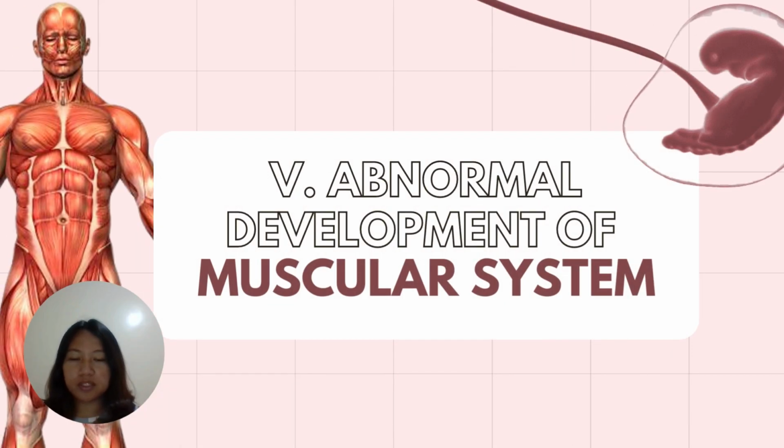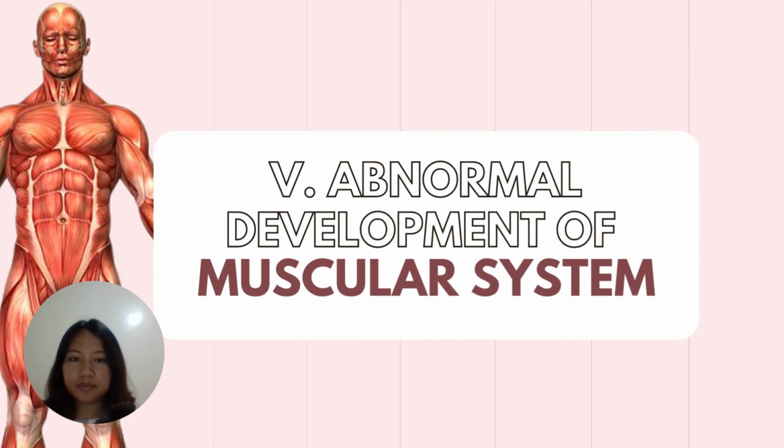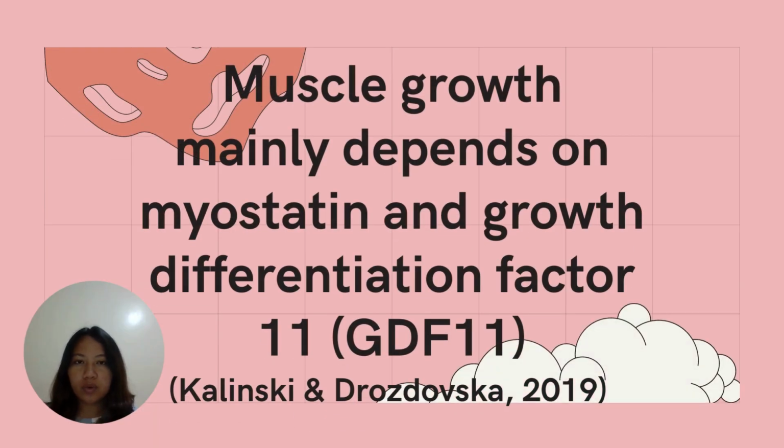Abnormal development of the muscular system. Muscle growth mainly depends on myostatin and growth differentiation factor 11. Myostatin is a control factor that affects both the number of myofibrils during development and postnatal muscle growth. Without this, an excessive amount of muscle mass is developed, thus, abnormal development of the muscle occurs.